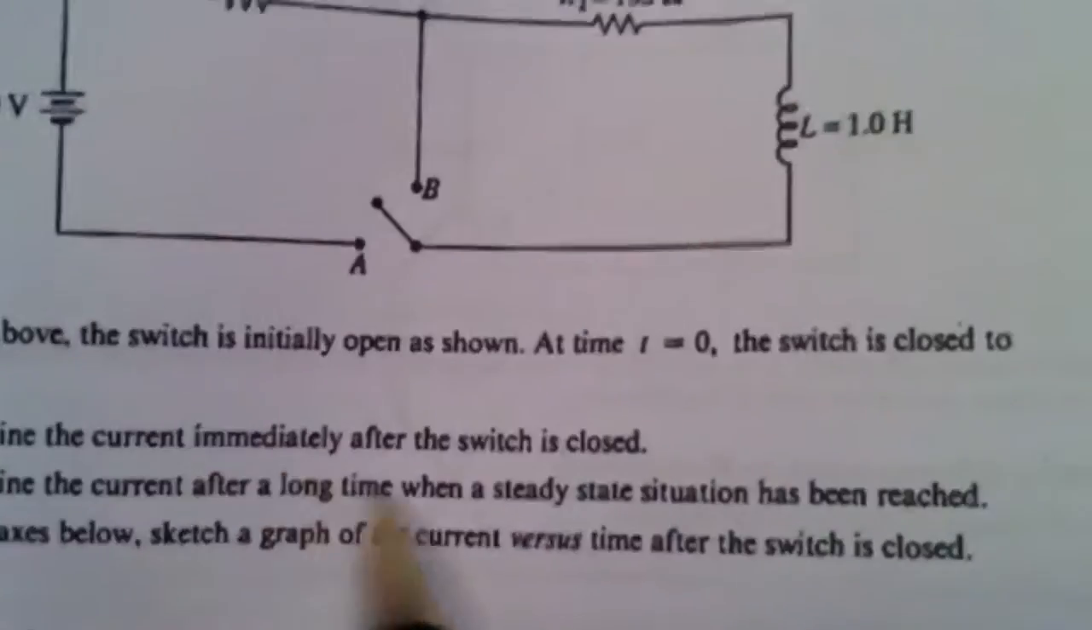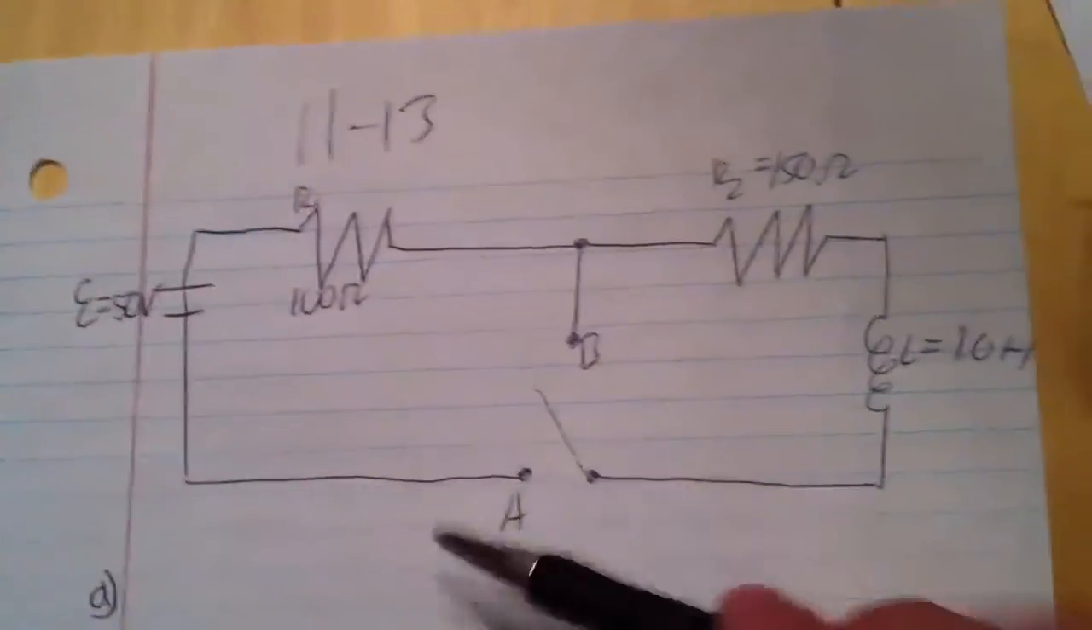Problem 11-13 is a circuit problem with a battery, two resistors, and an inductor. Part A asks you to determine the current immediately after the switch is closed. So that's when the switch closes to A.